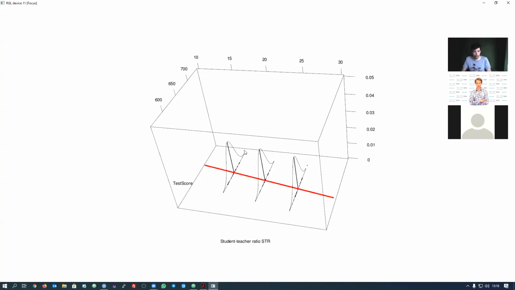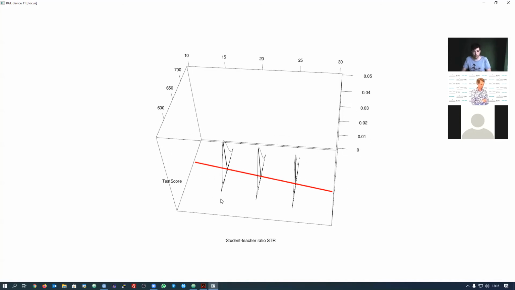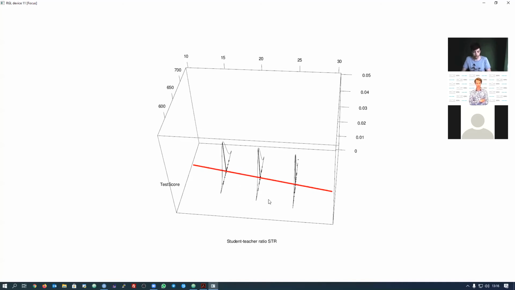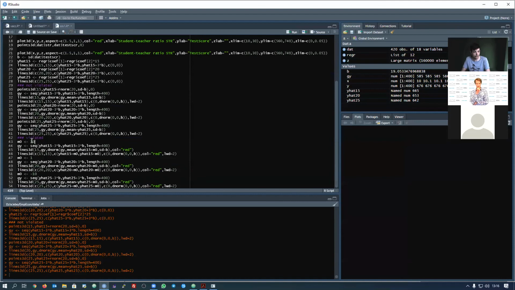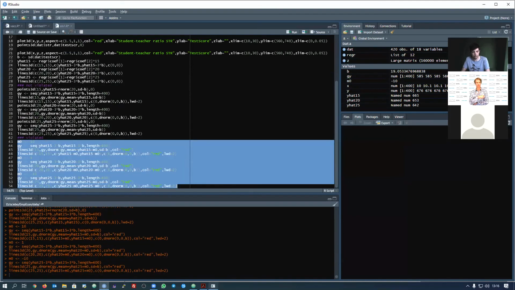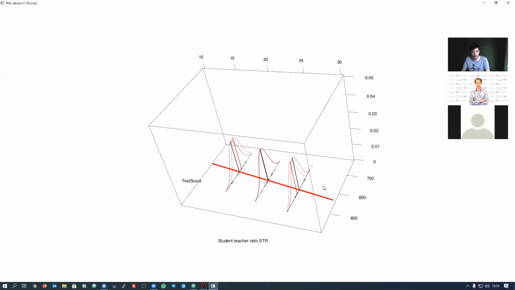And that must be true for all the values of class size, so for all the student-teacher ratio values. In other words, that means that the error term, U, is uncorrelated with our regressor. Now let's have a look at what would happen if that was not the case. So that assumption was violated. Let me just run these lines of code.